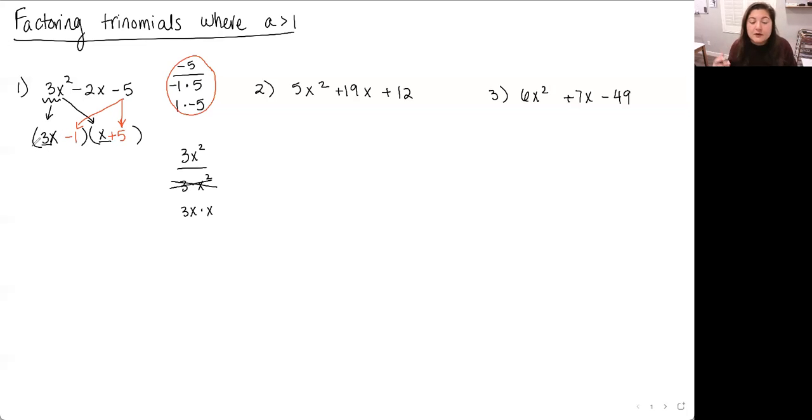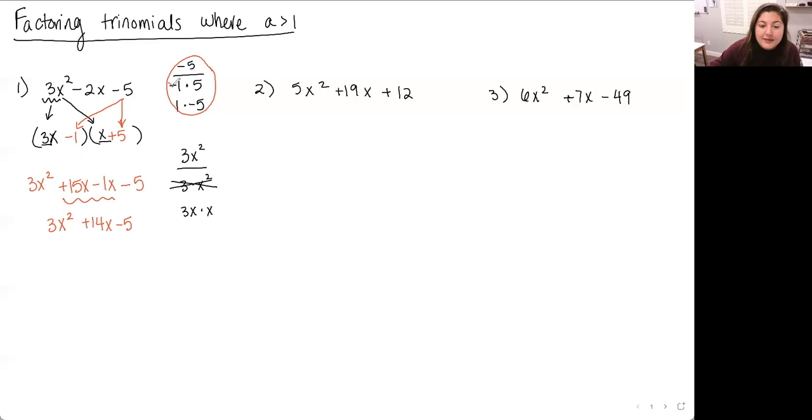So as I move forward, I would like to check, right? And in the last video, we said we're going to check by doing multiple distribution, by doing the FOIL method, multiplying things out. So I'm going to do 3x times x is going to be 3x squared, which kind of works out nicely, right? That's what we want so far. 3x times 5 is going to be plus 15x. -1 times x is going to be -1x. And -1 times 5 is going to be -5. Now I know that these two are like terms, so I'm going to go ahead and combine them. And I'm going to be left with 3x squared plus 14x minus 5. That's not quite what I was looking for.